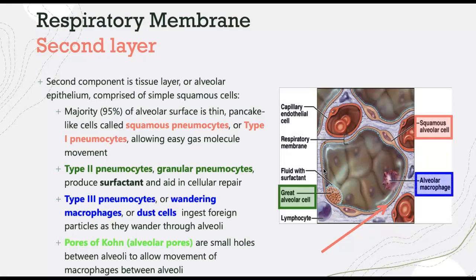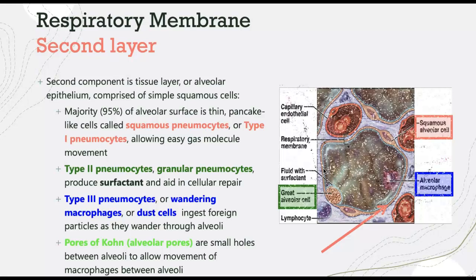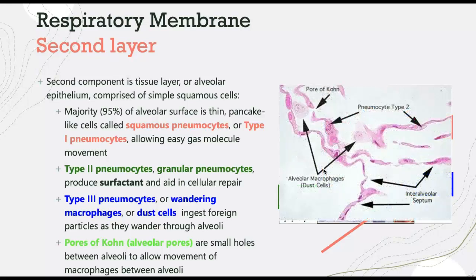Our third type of cell will be our alveolar macrophages that I mentioned earlier. These are also called type 3 pneumocytes, wandering macrophages, or dust cells. Their job is to go through and ingest foreign particles as they wander through the alveoli. The last thing I'll mention here is that our alveolar macrophages can move between different alveoli through these pores of Kohn, also known as alveolar pores. These are just smaller holes that we find between the alveoli so that we can go in search of debris.